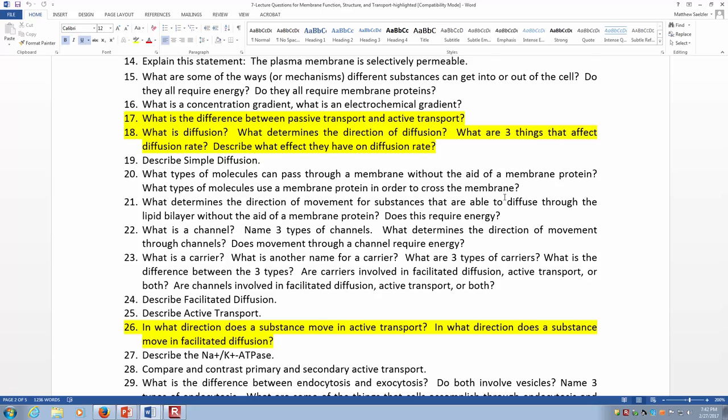Okay, so number 26, in what direction are things moving in an active transport again? Against what? Concentration gradient, right? So you're going from low to high. In what direction does a substance move in facilitated diffusion? Right, high to low, so down a concentration gradient.